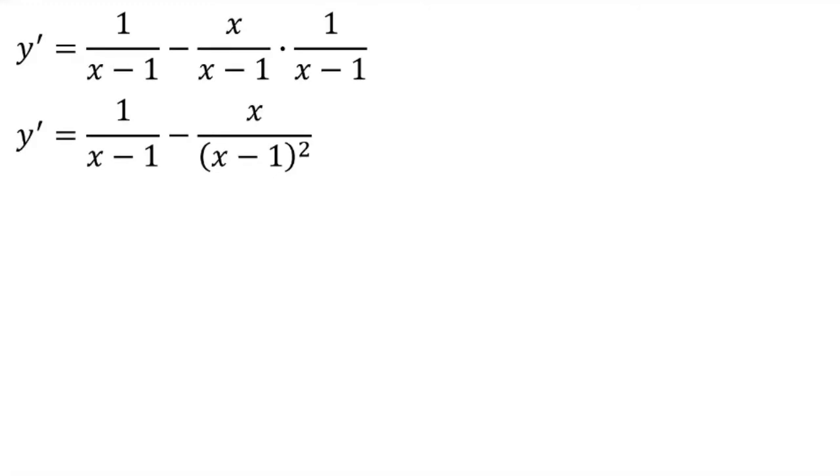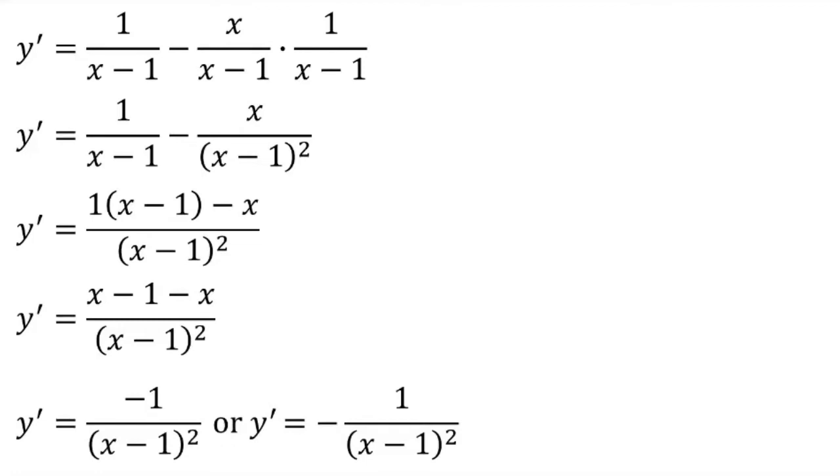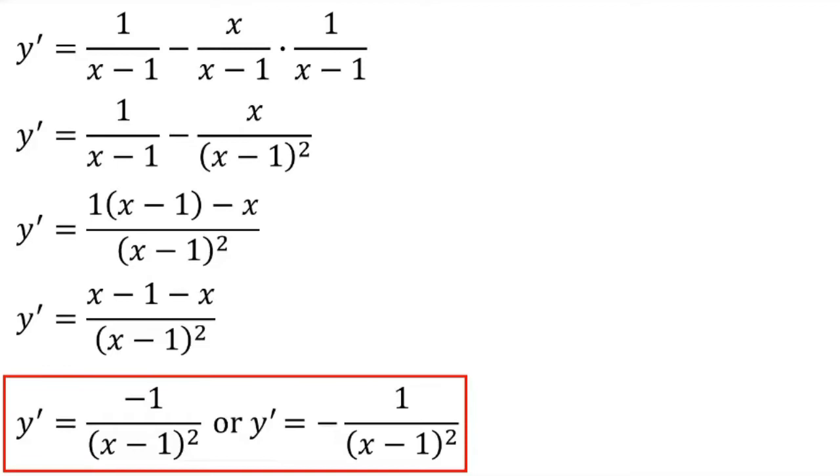And then let us combine the two terms. The LCD, or common denominator, is x minus 1 square. So this will become y prime equals 1 times x minus 1 minus x all over x minus 1 square. Simplifying it, y prime equals x minus 1 minus x all over x minus 1 square. Then y prime equals negative 1 over x minus 1 square. So that's actually the same with what we have obtained earlier.